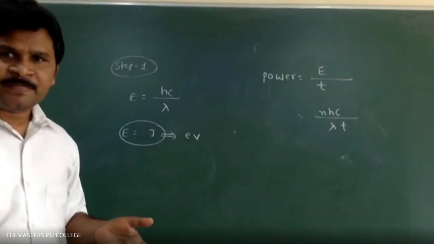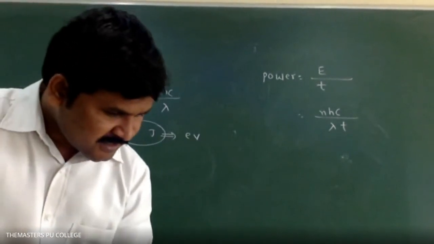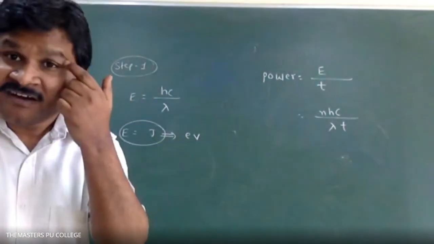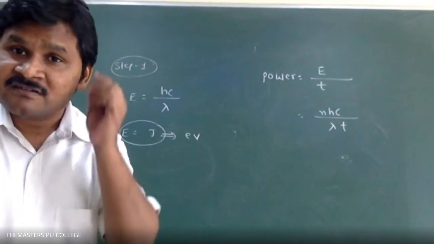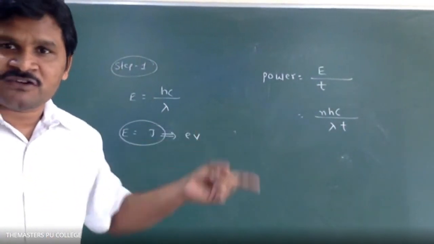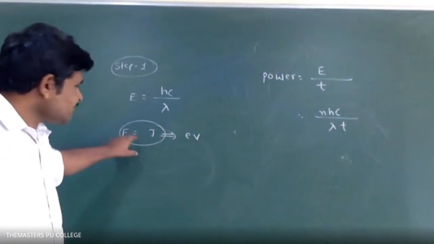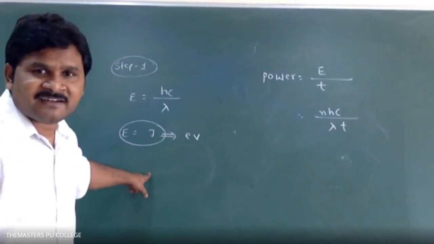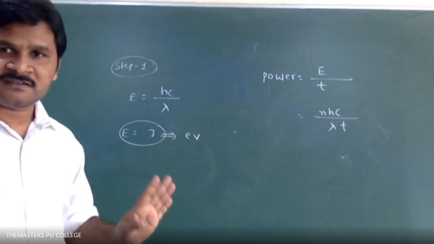After that, what we have to calculate? Kinetic energy. Kinetic energy formula: KE is equal to h nu minus h nu naught. Formula I wrote now. From here you will get nu. Nu naught is already given in the question. So please do that. Clear?